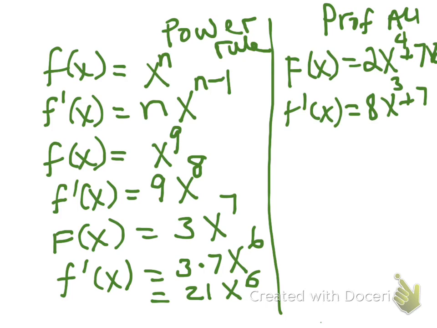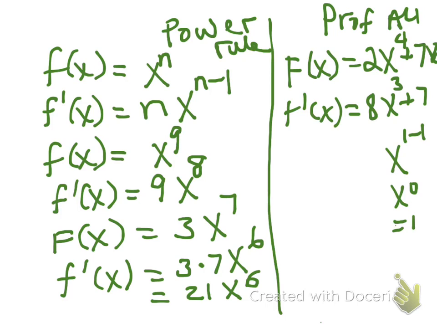plus 7. Because as you know, if you just write x, this has an exponent of 1, and if you subtract 1 from it, you get x to the power 0, and x to the power 0 just equals 1. So that's why 7 times 1 just remains 7 there.